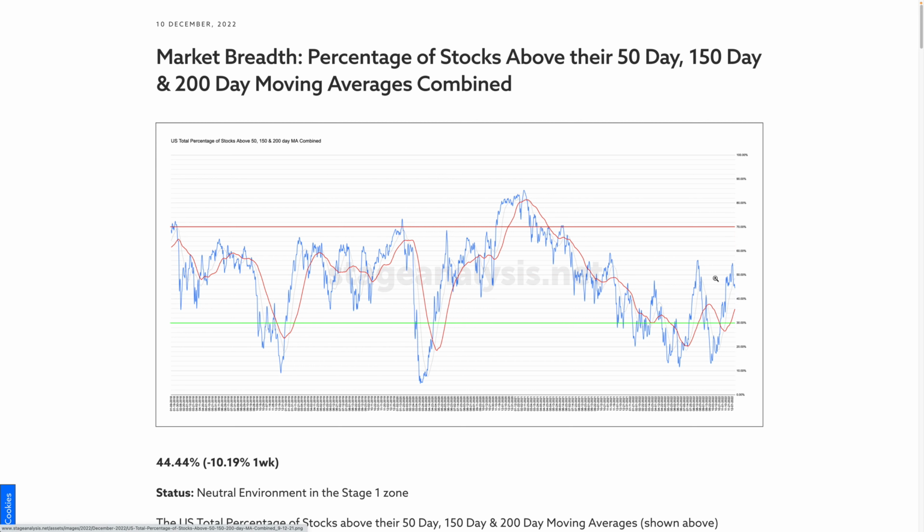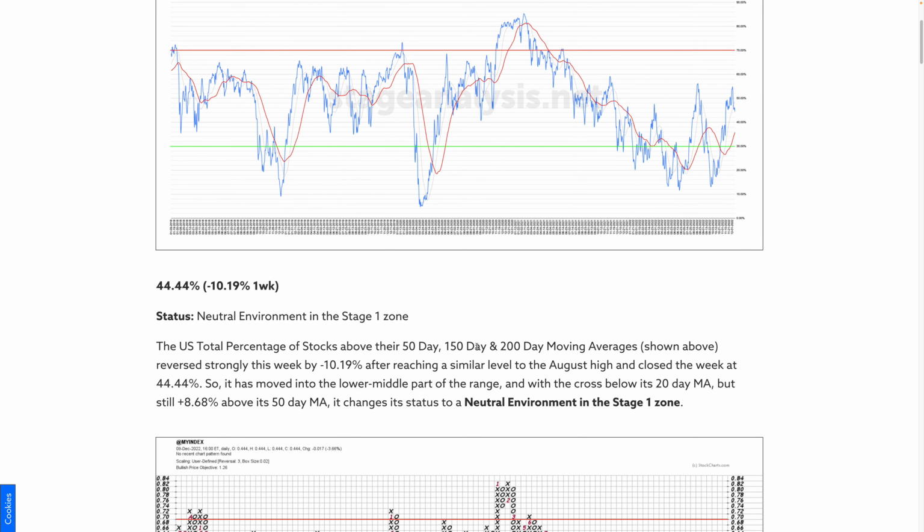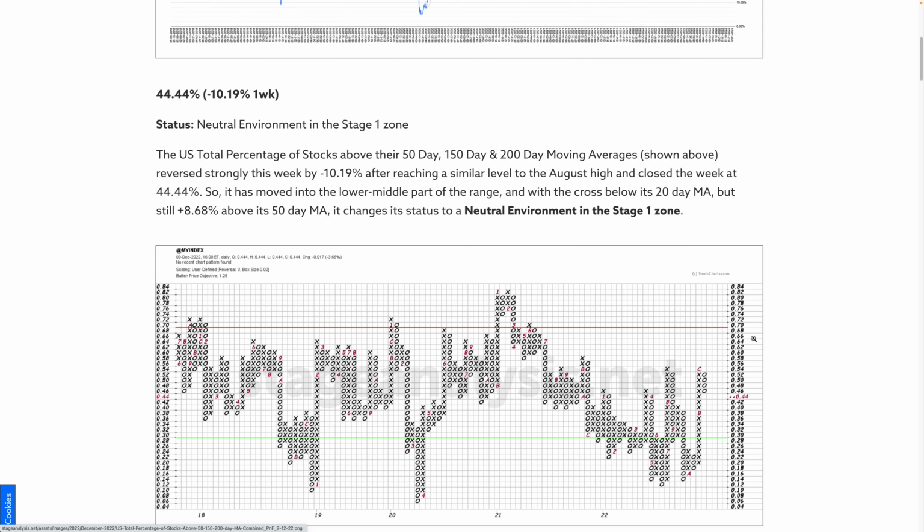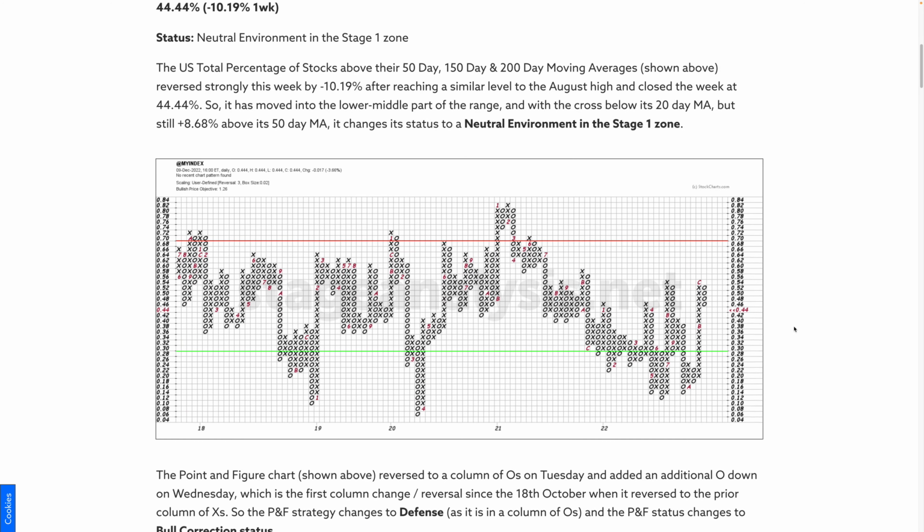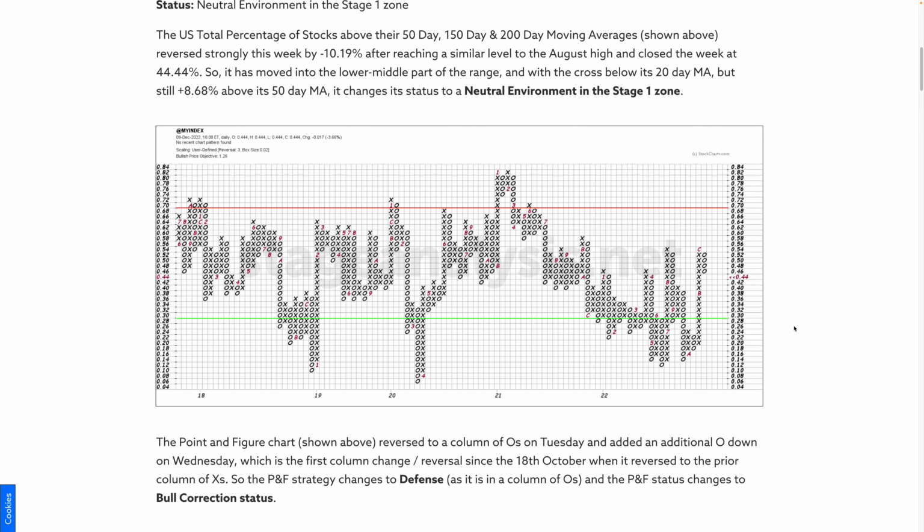So at the moment, we're in the stage 1 zone, as we've come from the lower end, from stage 4. We've moved into the stage 1 zone, and we're holding around there at the moment and back testing. So we've considered it currently a neutral environment in the stage 1 zone, and in the post I go through that in a bit more detail. And also another way of looking at this is using the point and figure chart, which tells us whether to be on offense or defense based on the column position.